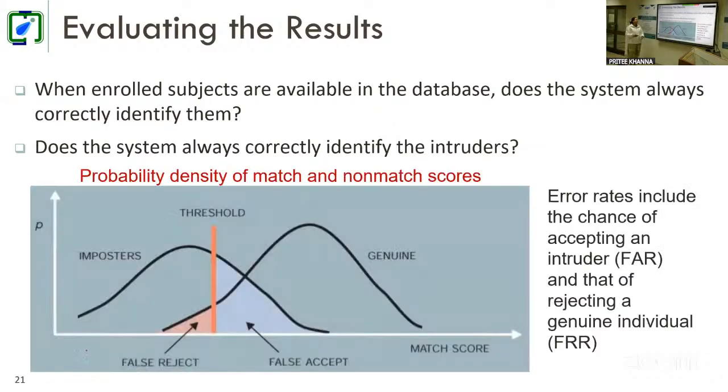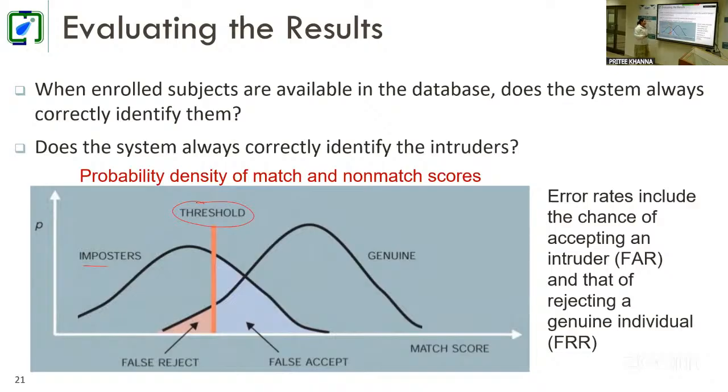Now, as I told you, this is the probability density function of the match and non-match. Here you can see the probabilities plotted against the scores. This curve is for imposters, so these are the distances for the imposters, and this curve is for genuine users. Now you need to choose a threshold. So you have chosen a threshold.